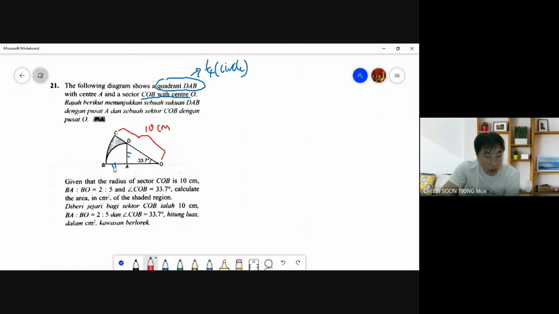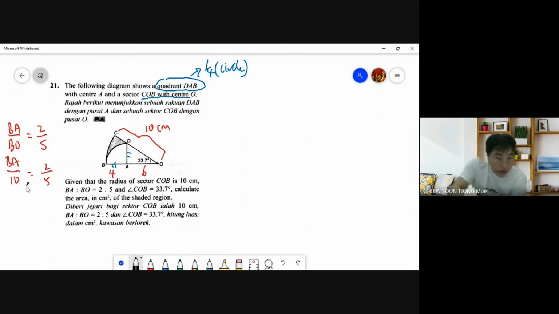The ratio for BA to BO. So BA is 2 part, BO is 5 part. BO is 10, so BA is 4. This one is 6. Understand or not how to do? BA over BO equals 2 over 5. Now we get BO is 10. The easiest way is 5 times 2 equals to 10, so 2 times 2 equals to 4. So you get the answer. The COB is 33.7.